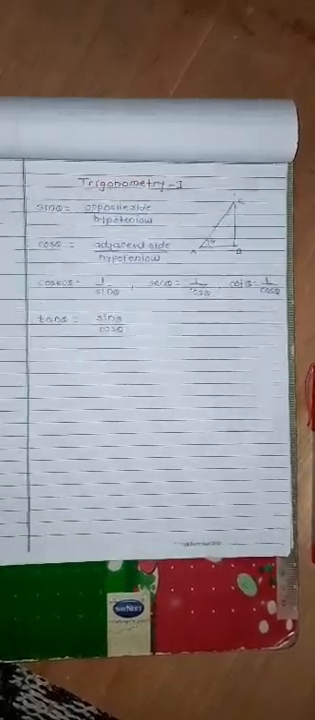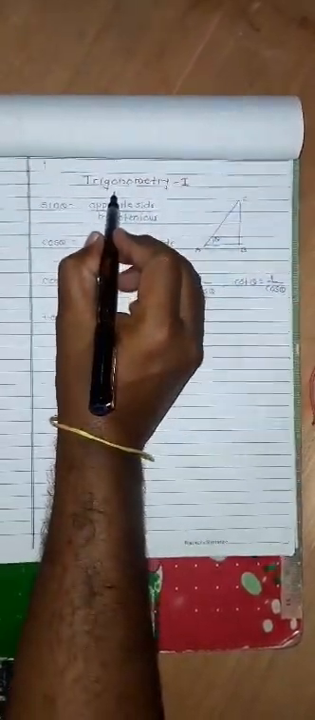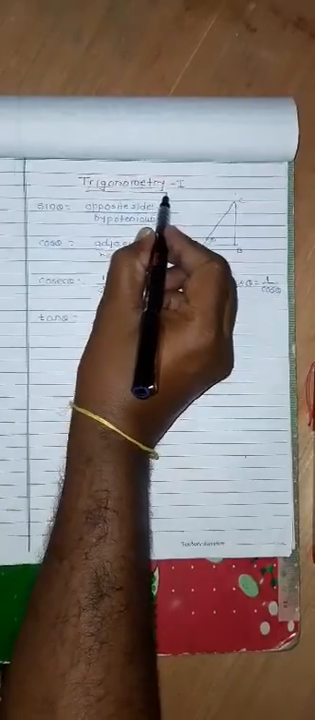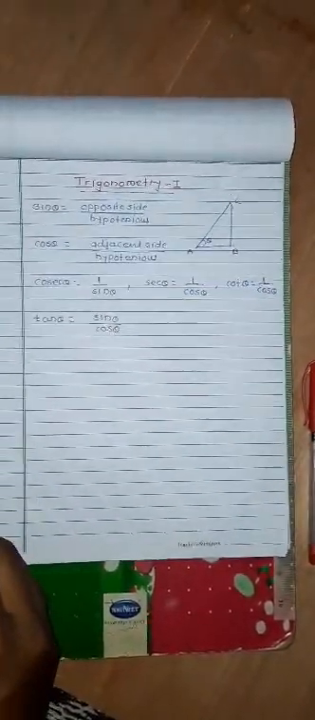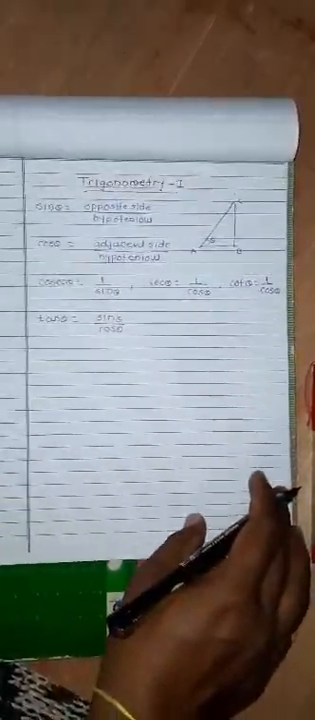Now we are discussing trigonometry first. For the discussion of trigonometry, we must know the trigonometric functions and how they can be calculated. Suppose this is the triangle A, B, and C, and theta is the angle between these sides of the triangle.